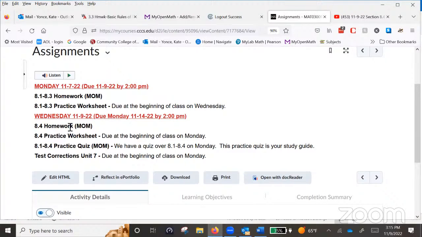So 8.4 homework, and we do have a quiz on Monday over 8.1 to 8.4. So here's a practice quiz in My Open Math as well. So the two My Open Math assignments are the 8.4 and then the practice quiz. And the quiz is taken right out of that practice quiz as always. So just do this until you really feel good about it. And then any test corrections that you have. Okay, so I think you'll be able to get this practice worksheet.